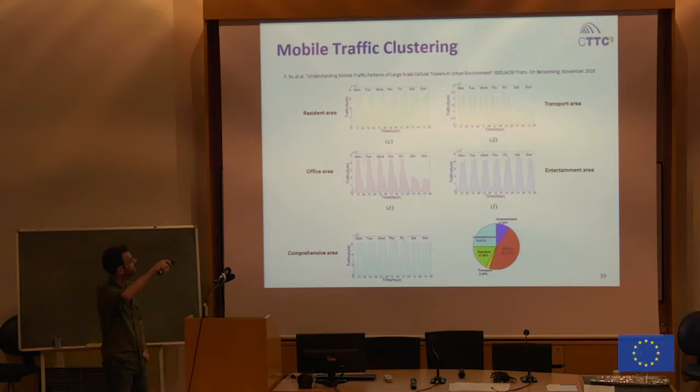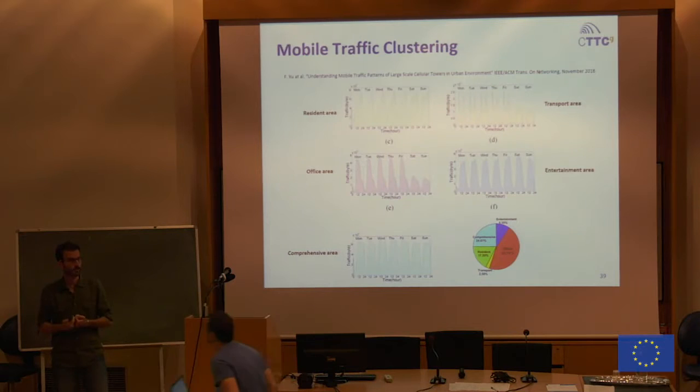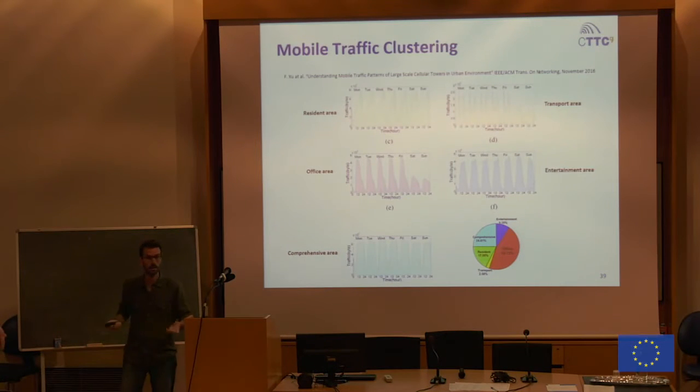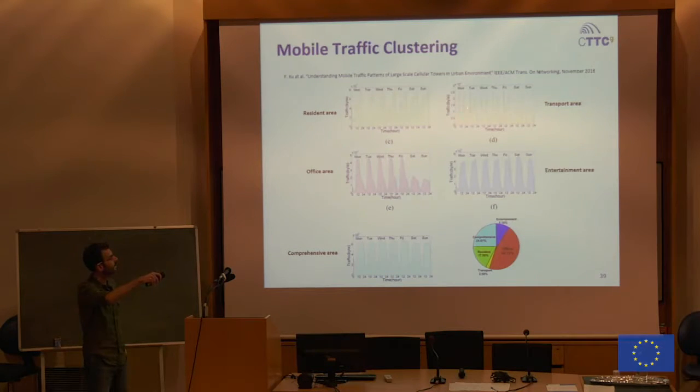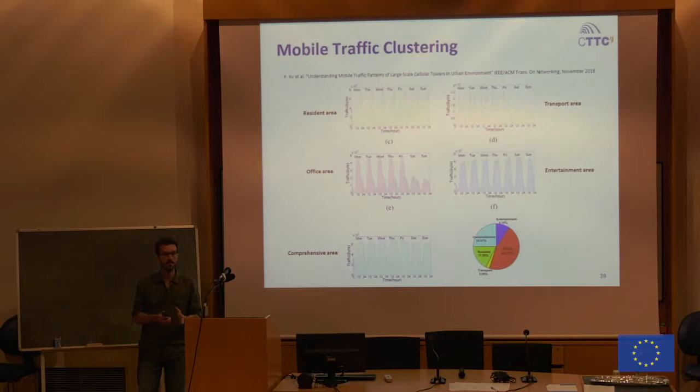So you can see that the shape is really different from one area to the other. For example, this first one is a residential area. The very big peak is in the evening, when probably people are coming back to their houses, and they start having some communication, surfing the web. Well, in the transport area, we can notice that there are 2 peaks. Probably the peaks are correlated to the time of the day when people are going to work and coming back, and then there is different behavior for different areas.